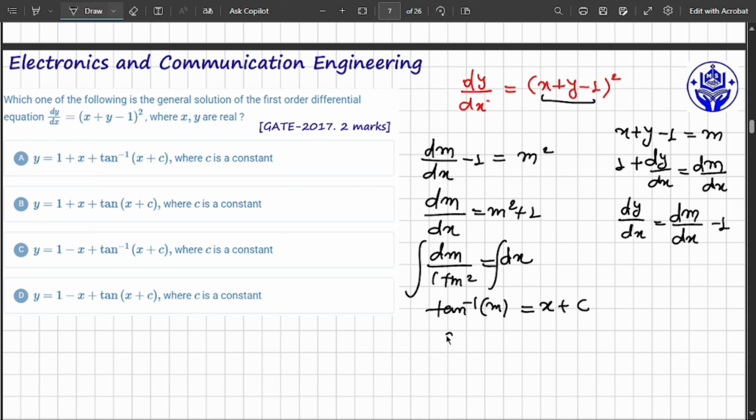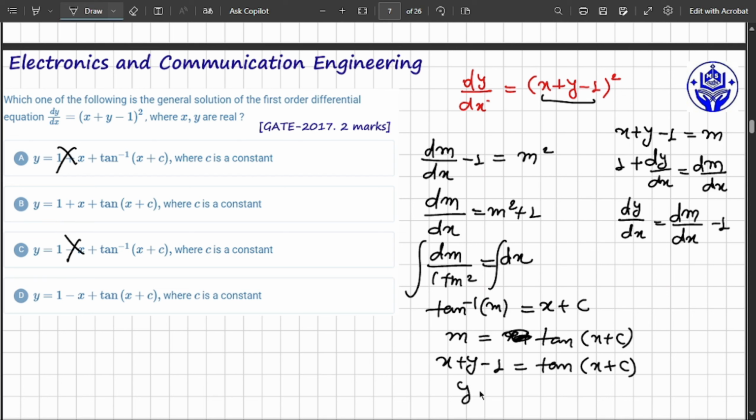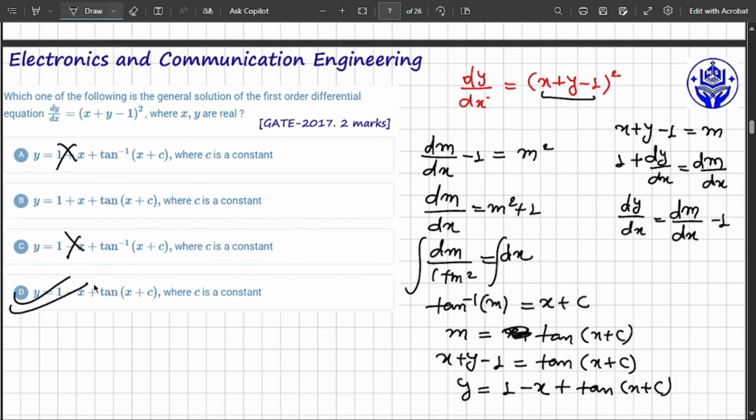Then I can write m equals tan of (x plus c). What is my m? m is x plus y minus 1, which is nothing but tan of (x plus c). So y is equal to 1 minus x plus tan of (x plus c). So it is 1 minus x, and D is the correct answer for this question.